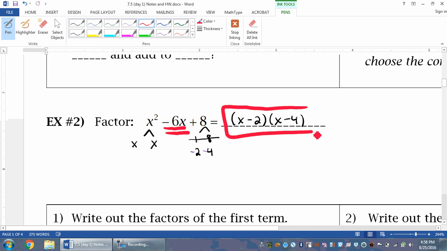Again, we can go ahead and check that by redistributing. Again, I repeat, when I have two numbers that multiply to positive, they're either both positive or both negative. That's the only way I can multiply two numbers to get a positive number. So therefore, since I needed to add to a negative number, I multiplied negative 2 times negative 4. That now adds to negative 6.